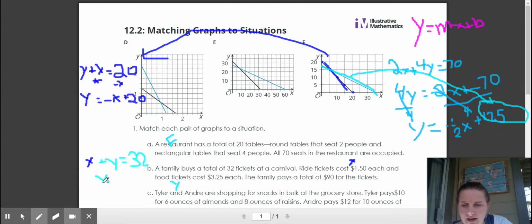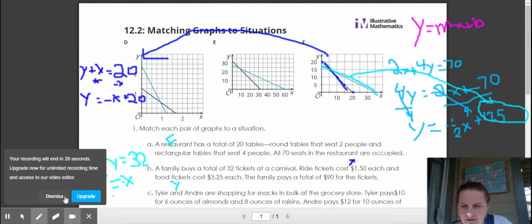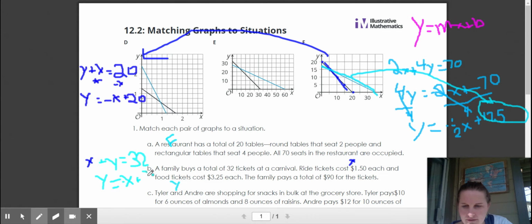So that's going to be y equals negative x plus 32. And the other equation is going to be 1.5x plus 3.5y equals 90. Okay, so go ahead and start there. That should help you determine which of these two graphs B matches.